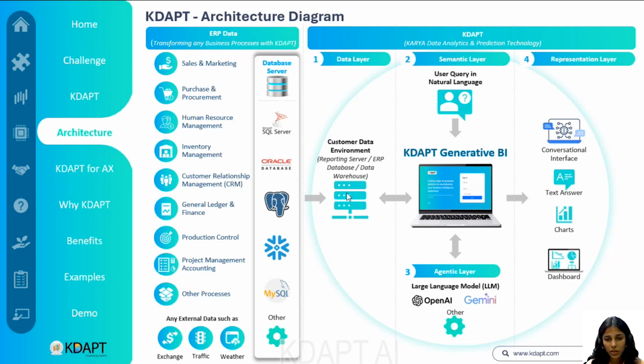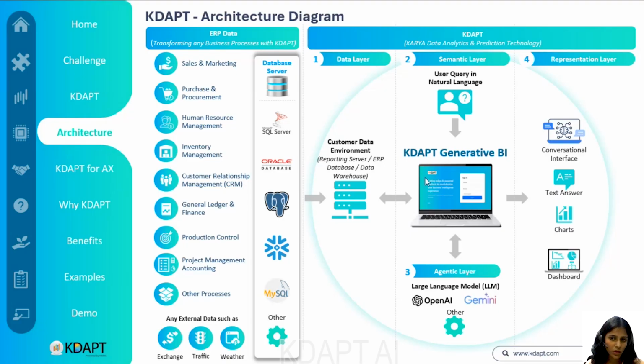And then the representation layer. This is where the answer is shown to the user. This layer is actually what you see. It gives you clear answers either in text, helpful charts, graphs, and interactive dashboards, and everything in real time and live. So this is how KDAPT works.